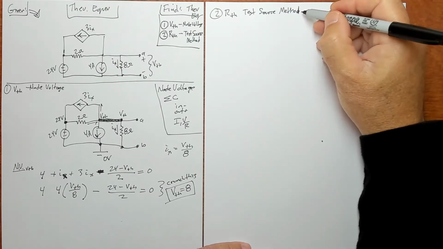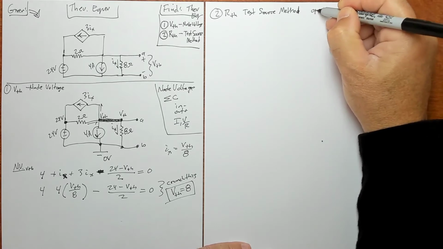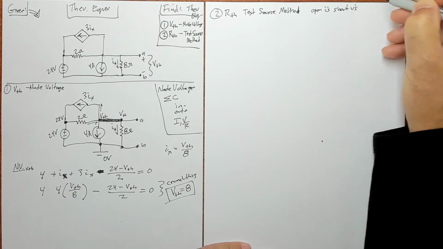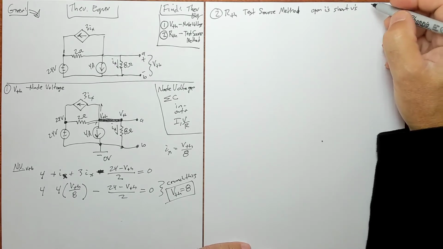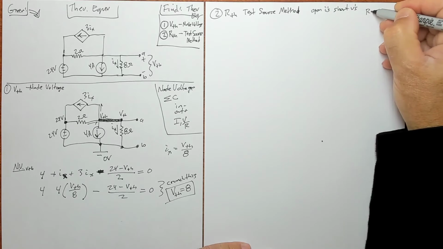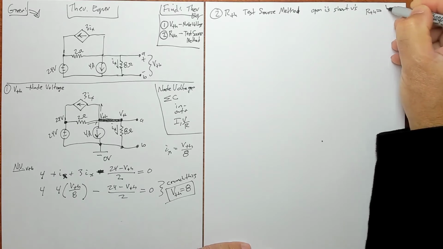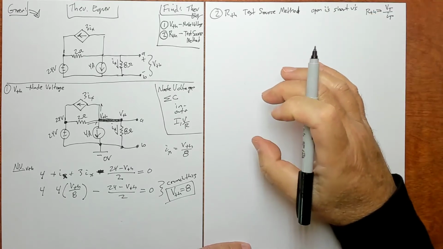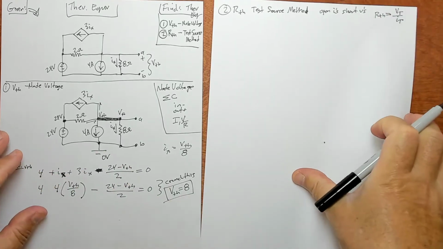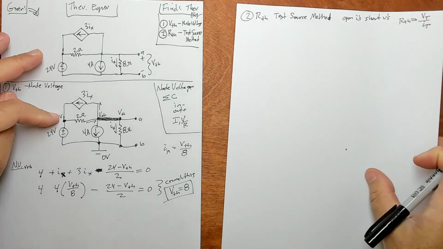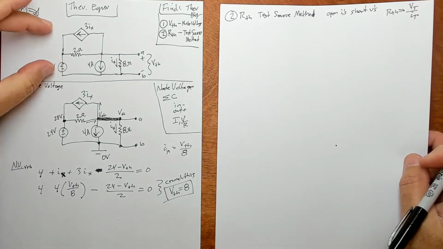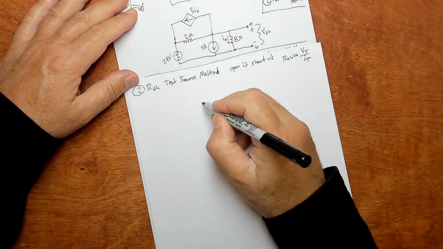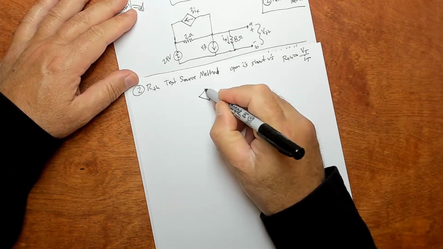So for test source method, what you do is you still open the I's and short the V's. You still do that, but R sub Thevenin is going to be given by V sub test over I sub test. So you're going to insert a test voltage into the original circuit. That's why I took the time to redraw this circuit for node voltage method, because we want to start over with the original circuit here. So I'm going to start over with the original circuit and insert a test device.